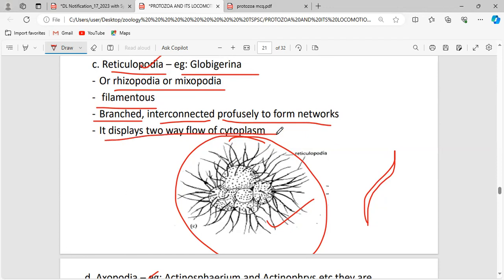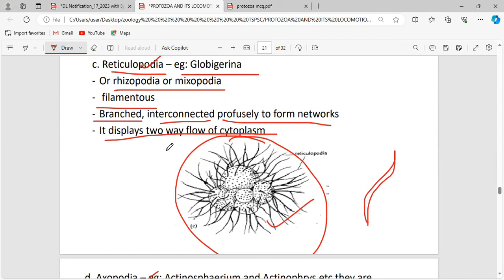It displays two-way cytoplasmic flow. The most important questionable area is which type of pseudopodia displays two-way flow of cytoplasm. What does two-way flow of cytoplasm mean? It can move in both clockwise and anti-clockwise directions, among the many smaller vacuoles. This movement is mediated by motor proteins. So whether it is streaming of cytoplasm or two-way flow of cytoplasm, everything is under the control of motor proteins, specifically the motor proteins of the microtubules.